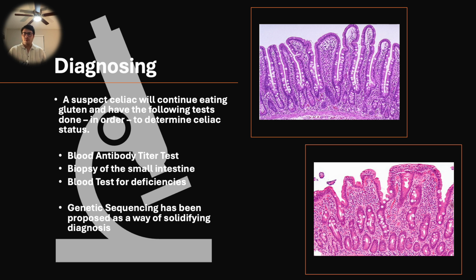And then there's been further pushback or push forward, I guess, to start including genetic testing, especially because if we see 97% of patients have that DQ2 or DQ8 gene, we should be looking for that as a way of just confirming outright whether a patient has celiac disease or not. But that's all the diagnosis thing. Let's talk about those who are actually going to be at risk for it.